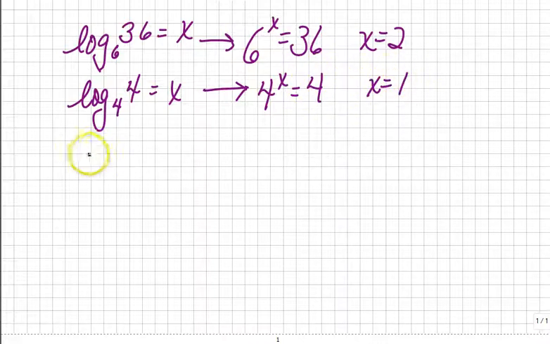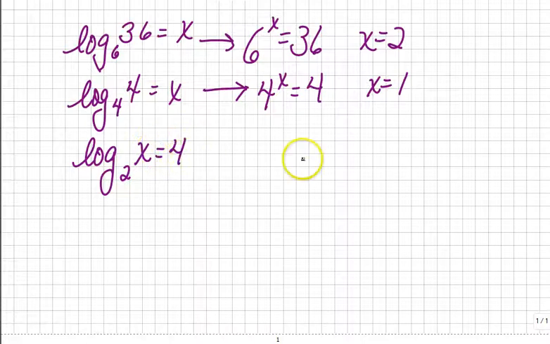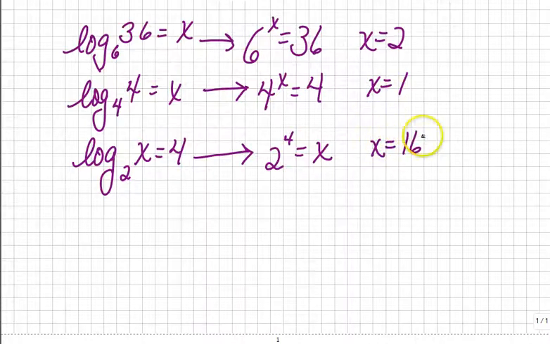Let's move the x around a little bit. So instead of having the x after the equal sign, let's go the log of x base 2 is 4. Again, what does that mean? Remember, the base is the subscript. What comes after the equal sign is the power, and the x is the answer in this case, and 2 to the 4th is x, so x equals 16.